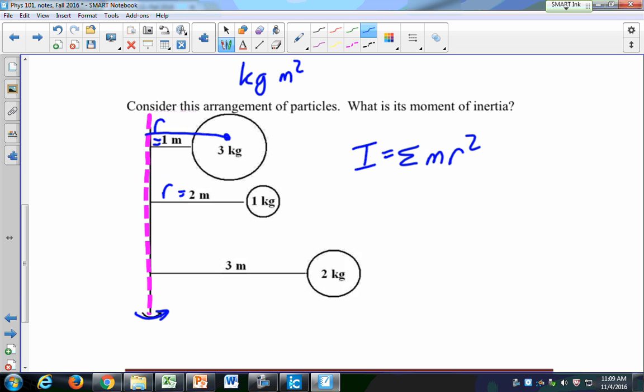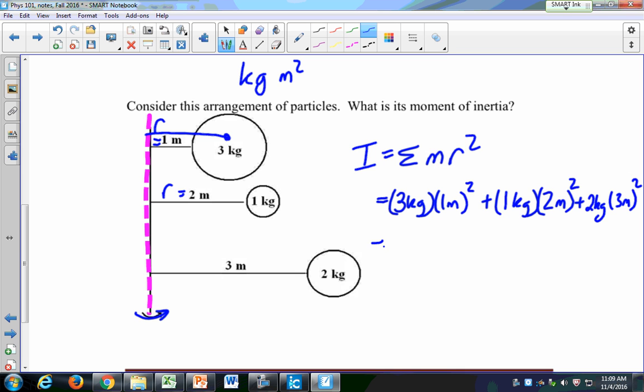All right, so our moment of inertia is going to be 3 kilograms times 1 meter squared. That's for the first particle. Plus 1 kilogram times 2 meters squared. Plus 2 kilograms times 3 meters squared. And so that's equal to 3 plus 4 plus, what, 18. And so my total inertia is 12 plus 18, or 30 kilogram meter squared.